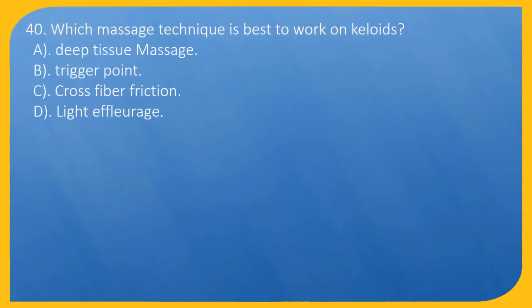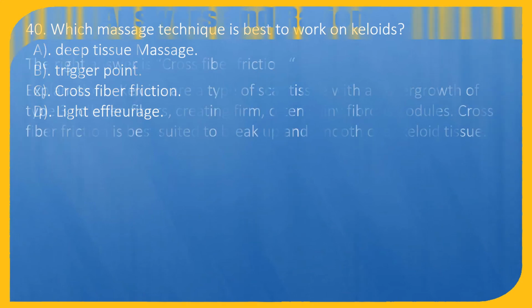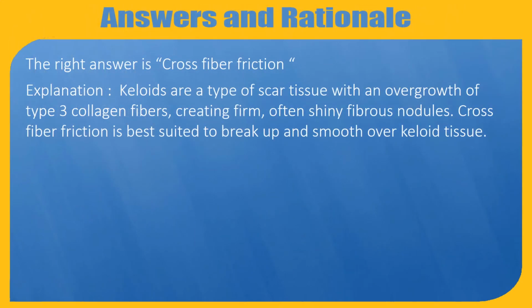Question 40. Which massage technique is best to work on keloids? A. Deep tissue massage. B. Trigger point. C. Cross-fiber friction. D. Light effleurage. The right answer is cross-fiber friction. Explanation: keloids are a type of scar tissue with an overgrowth of type 3 collagen fibers, creating firm, often shiny fibrous nodules. Cross-fiber friction is best suited to break up and smooth over keloid tissue.